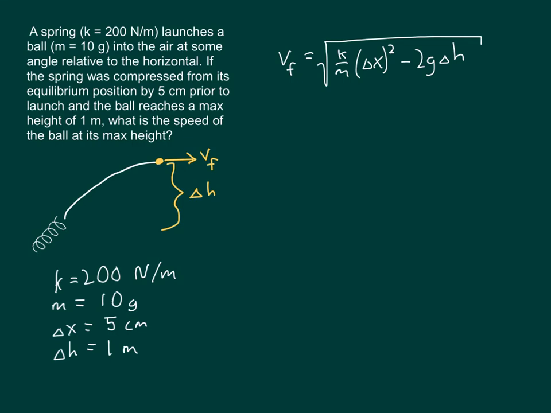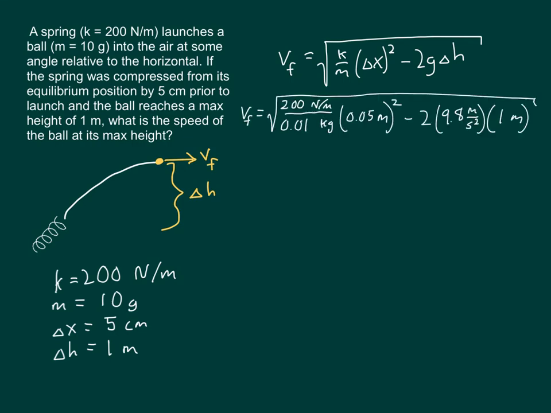All right, welcome back. When you plug in numbers, these are the values you should be using. Just make sure that you're using SI units, so mass in kilograms and distance in meters. I've converted some of the values before plugging into this formula. When you plug that into a calculator, you should get that the speed of the ball at its maximum height is 5.5 meters per second.